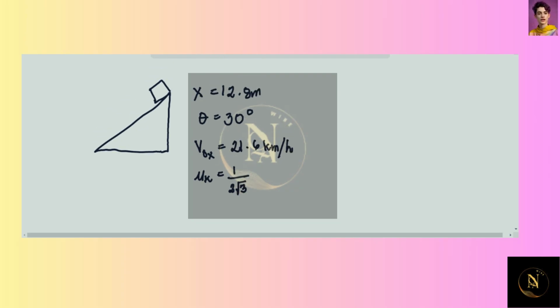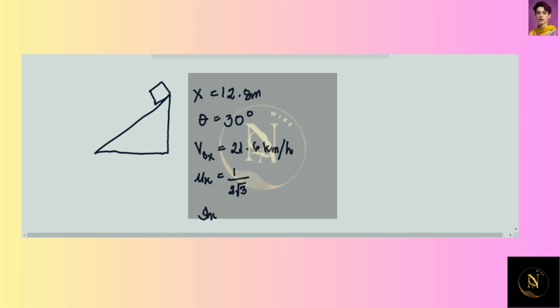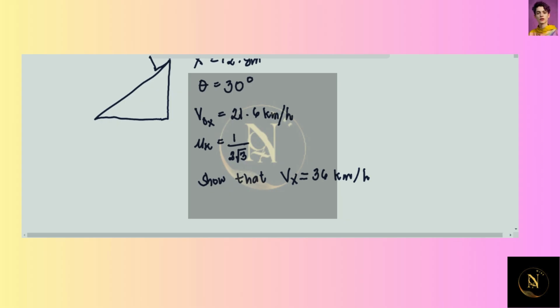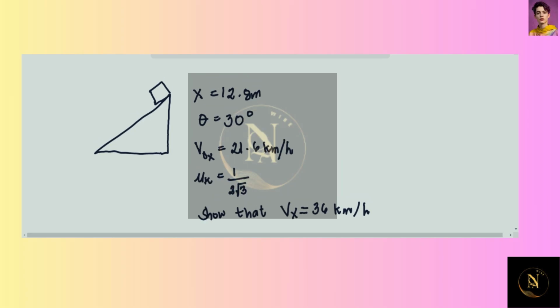Now, the problem asks us to show that the final velocity of the car after reaching 12.8 meters on the inclined plane is 36 km per hour. So this problem involves kinematic equations and Newton's law of motion. First, we will draw the forces acting on the car.